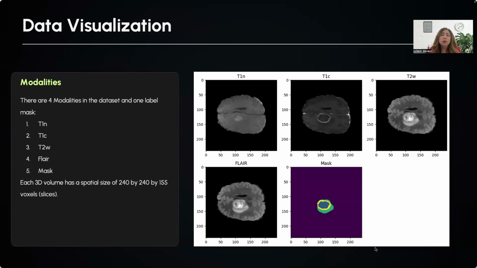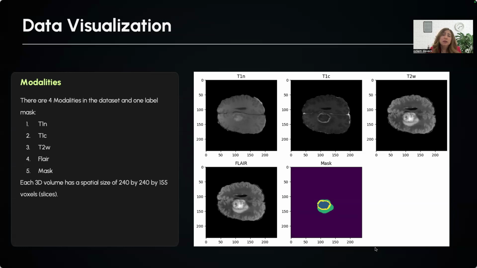Before diving into the model, let's look at the data. We utilized the BraTS 2021 benchmark dataset, which is unique because it provides four distinct MRI modalities for each patient volume.